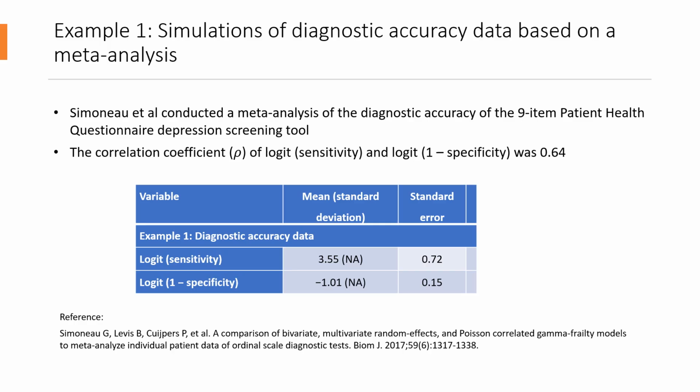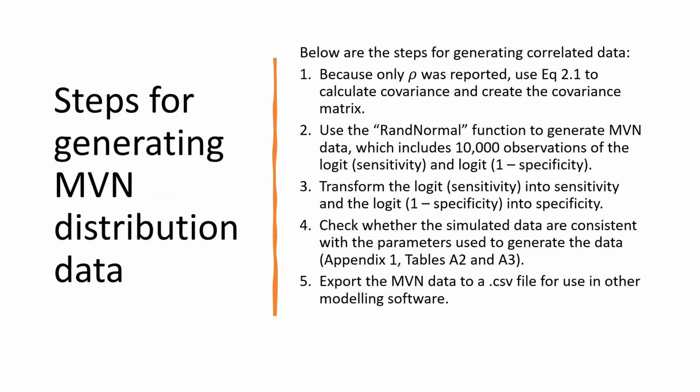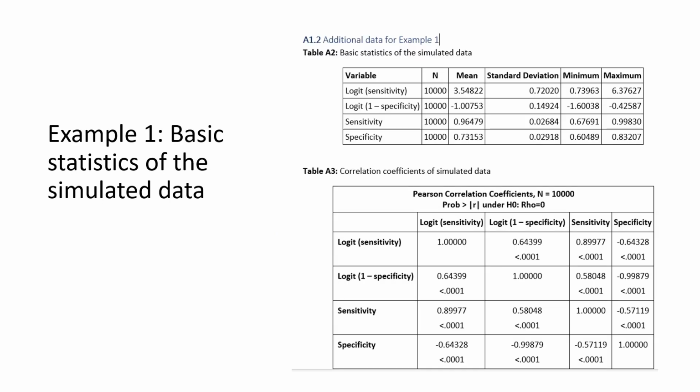Example 1 was to simulate the correlated diagnostic accuracy data based on a meta-analysis. The authors reported that the logit sensitivity was 3.55, the logit 1 minus specificity was -1.01, and the correlation coefficient was 0.64. We listed the steps for generating correlated data using the rand_normal function. This slide showed the summary statistics of simulated data, which were consistent with the parameters used to generate the data.